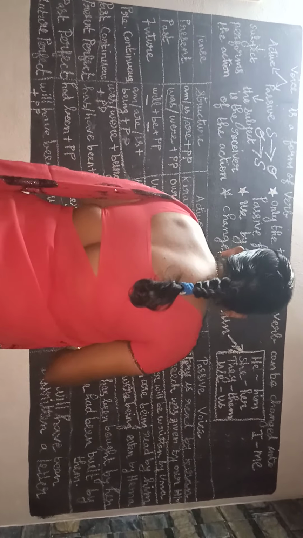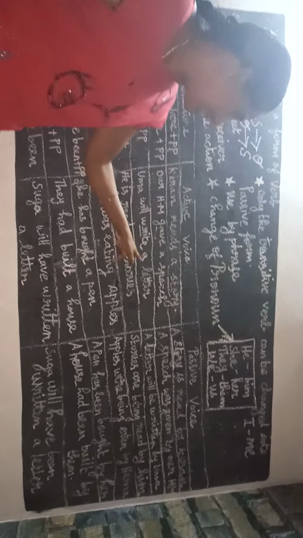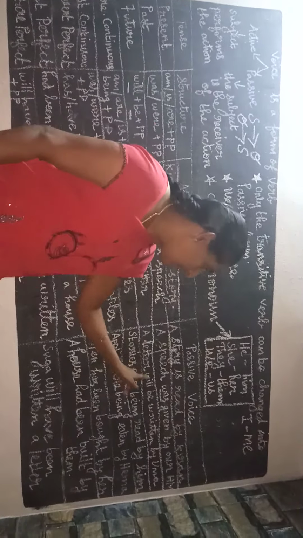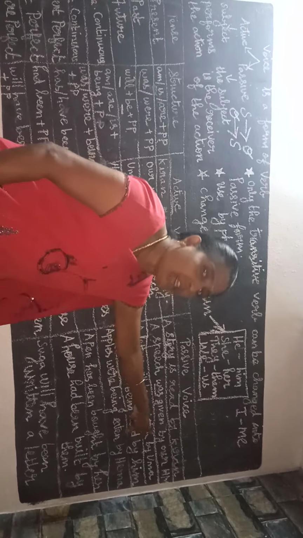So, Uma will write a letter in this sentence, and we have to change it to passive voice. A letter will be written by Uma.